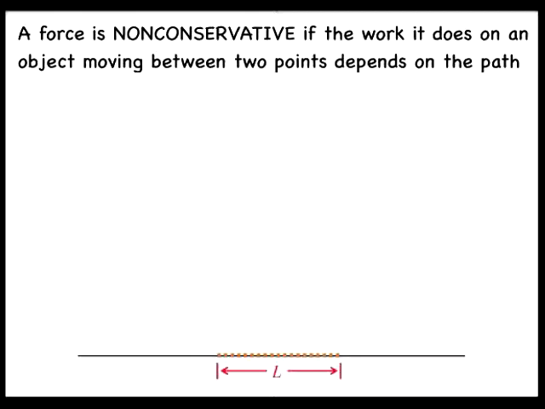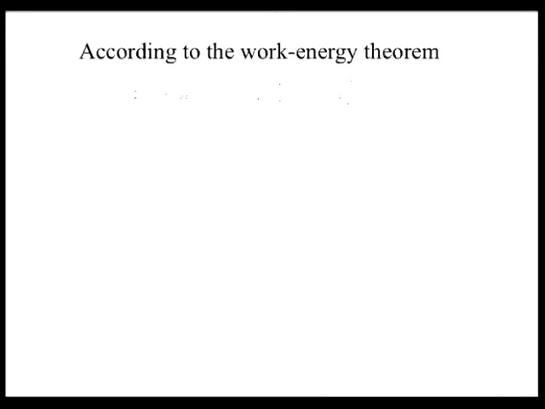In normal situations, conservative forces such as gravity and non-conservative forces such as friction or air resistance act simultaneously on an object. We can therefore write the total work done by the net external force as W equals Wc plus Wnc, where Wc is the work done by the conservative force and Wnc is the work done by the non-conservative force. According to the work-energy theorem, the total work done equals the change in kinetic energy, or Wc plus Wnc equals 1/2 mv final squared minus 1/2 mv0 squared.